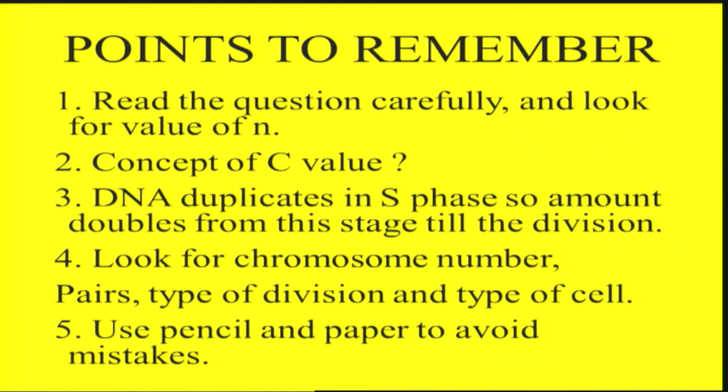Here, the trap would be the number of chromosomes, the number of chromosome pairs, the type of cell, the type of division. All these things would be changed, and that is how the question can take varied forms.